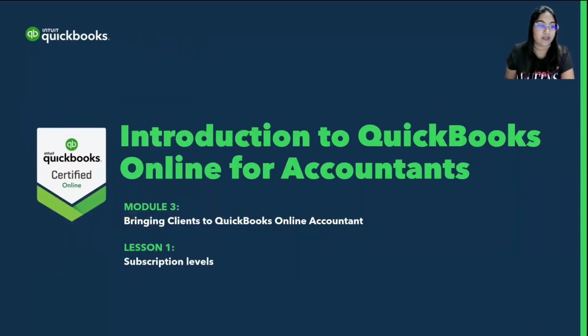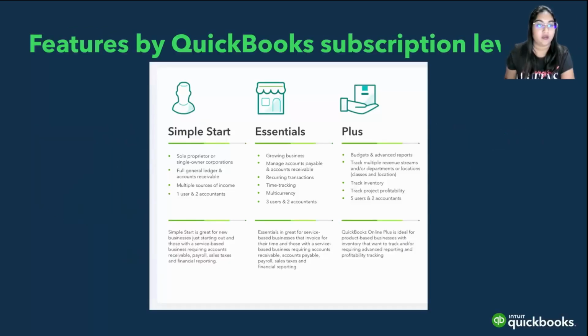Then we're going to look at the different subscription levels in QuickBooks Online Accountant. This is all in module 3, which is bringing clients to your QuickBooks Online Accountant version. We did speak on the different subscription levels a little bit earlier, but just to touch on it again, Simple starts really for the sole proprietor. It's got full general ledger functionality and accounts receivable. So if you do have multiple sources of income, it's great to use. And you have the ability to only have one user and 2 accountants.